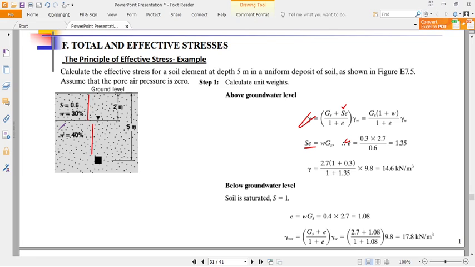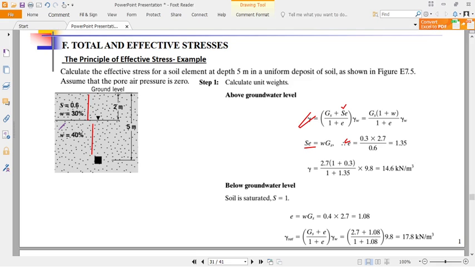To be very simple, it will be this times 2, the effective one, plus 3, that is 5 minus 2, plus 3, times the submerged unit weight, which will be 17.8 minus 9.81 or 9.8. Is that okay? It will give you the effective stress at this point, what we call the effective overburden stress. Let's go through the working. So we determine this.